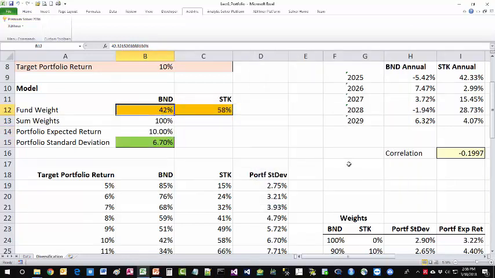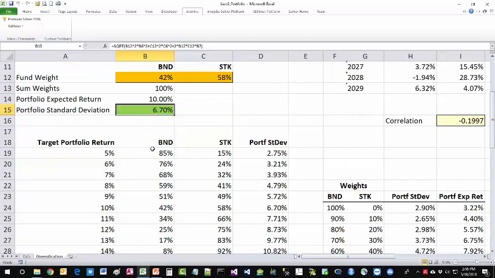Okay, so this will give you exactly how much the shift from bond to stock needs to happen. So it's an 8% shift, give or take, right? 8% less in bond and 8% more in stock will get you to 10% portfolio expected return with the minimal increase in risk, from 5.8 to 6.7.